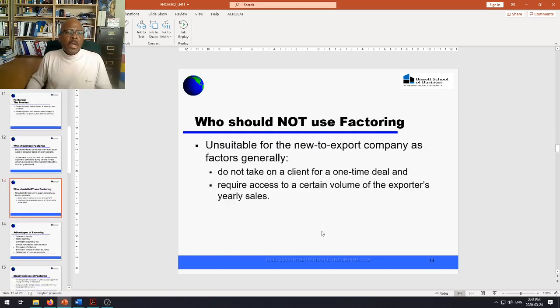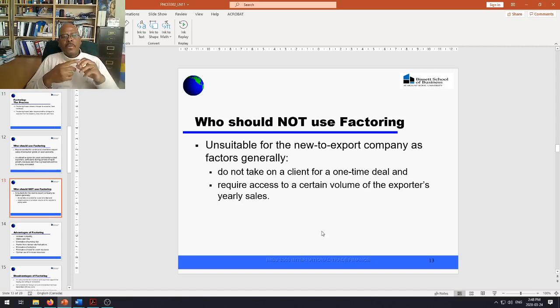Now, who should not use factoring? Well, first of all, if you're new to exporting, and this is your first time of doing it, not only should you not use it, it's very unlikely that the factoring house will actually allow you to use it. And one reason is that the factoring house doesn't take on clients for a one-time deal, so they don't know if this is going to be a continuous thing. And factoring houses like continuous exports, where they provide factoring on a continuous basis.